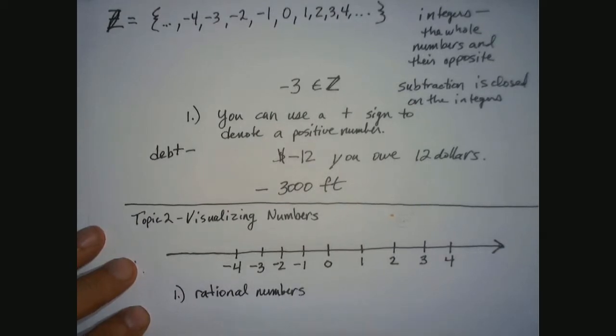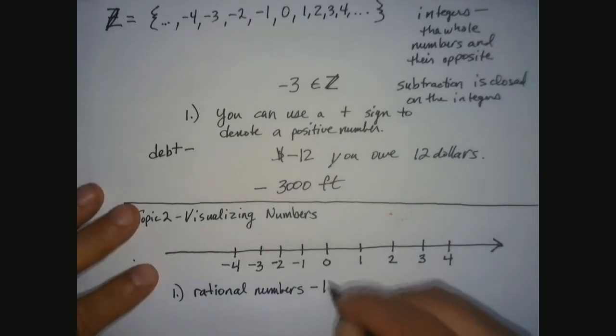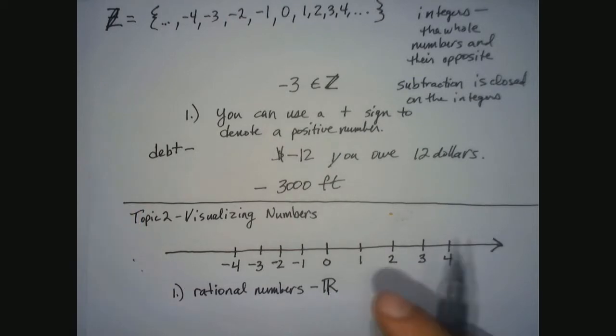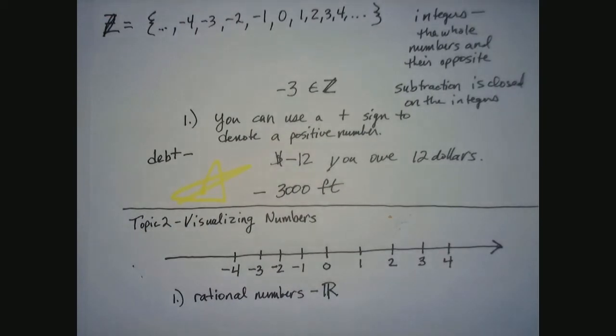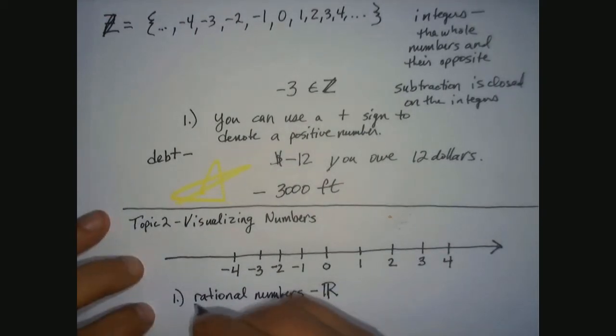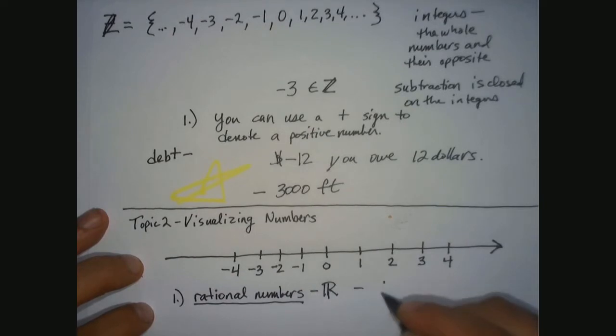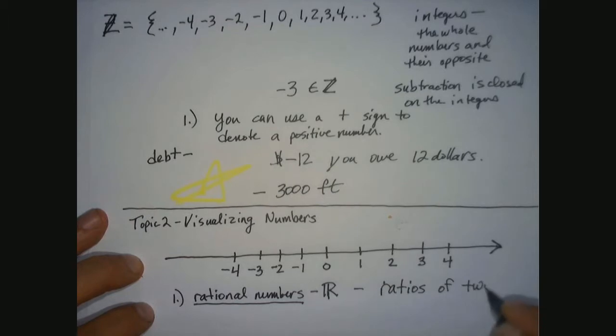And guess what the symbol for rational numbers is? It is R. Very good. Oh, you're so smart. Gold star. Rational numbers are ratios of 2 integers. And these are what we discussed in the last topic. Fractions. 1/2. 1/2 goes right between 0 and 1.